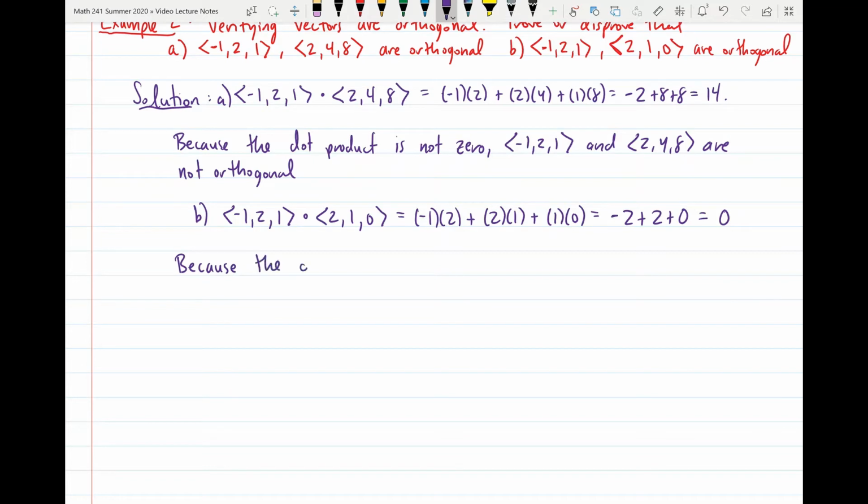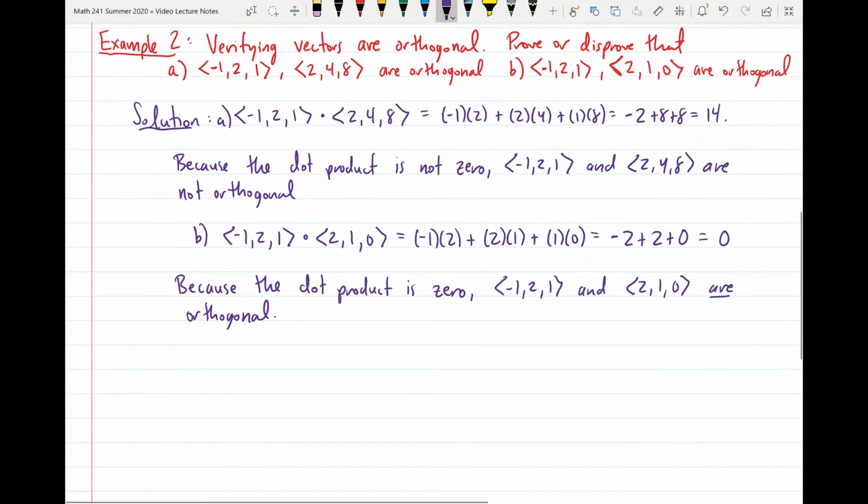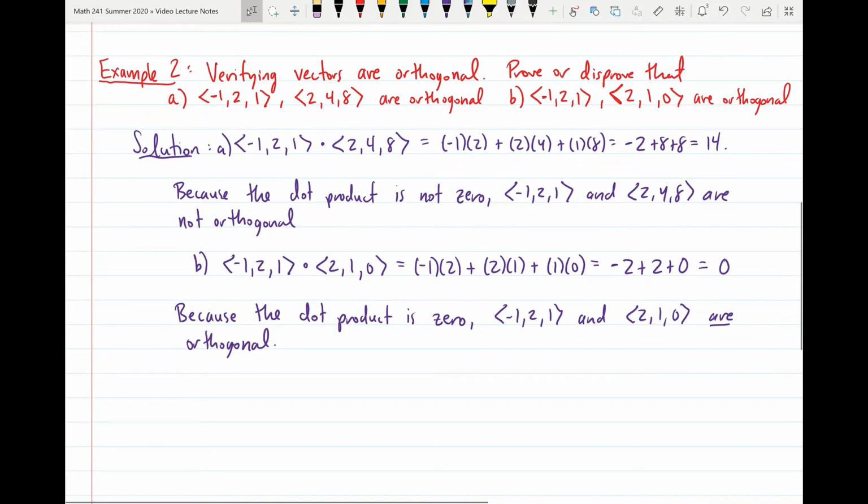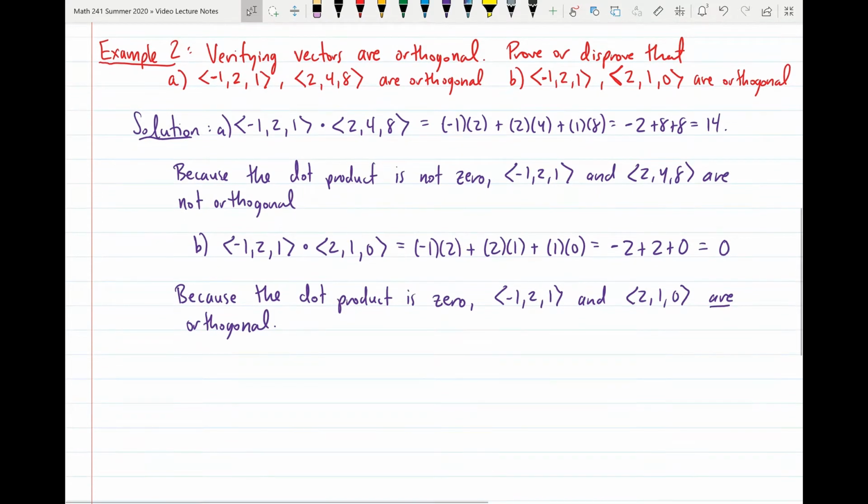So in this case, we have the dot product equaling 0. So because the dot product is 0, -1, 2, 1 and 2, 1, 0 are orthogonal. So in this case, we ended up proving that our two vectors were orthogonal. So these are the two kinds of cases that you're going to find for problems where you are trying to prove or disprove that a pair of vectors is orthogonal.